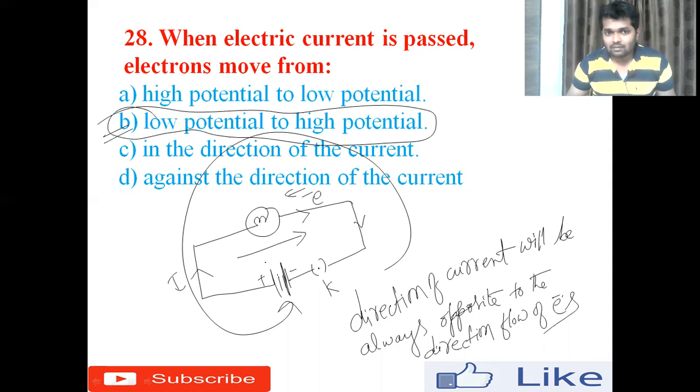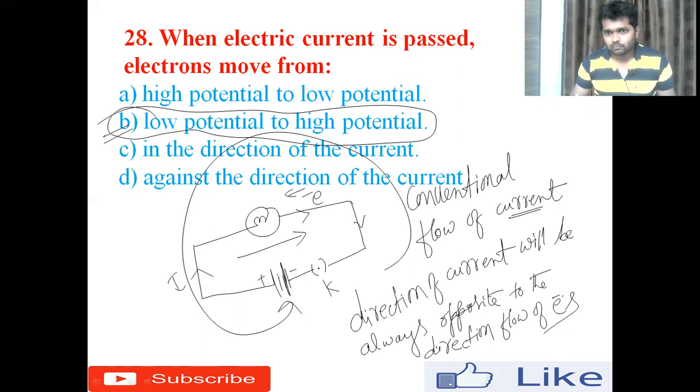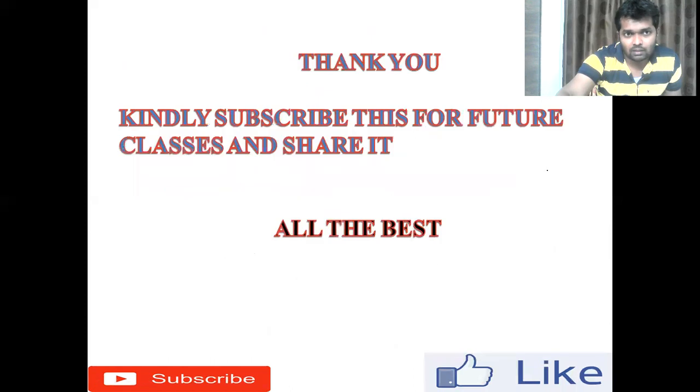And as I said here, the current will flow from positive to negative and electrons will flow from negative to positive. This kind of current flow is called conventional flow of current. Okay, so the right answer is B.